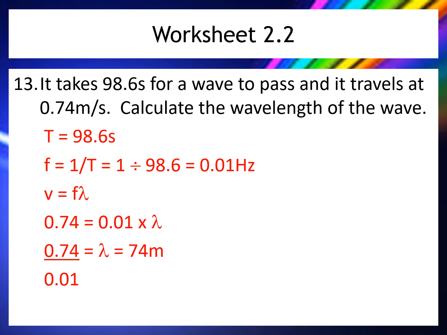I now need the wavelength. I go to my other equation, which is v equals f lambda, and I put the numbers in underneath as usual. We know that velocity is 0.74 because we're told in the question. We know the frequency because we've just calculated that as 0.01, and we're trying to find the wavelength lambda. Again, we're going to reverse maths. 0.74 divided by 0.01 gives us 74 meters as the wavelength.